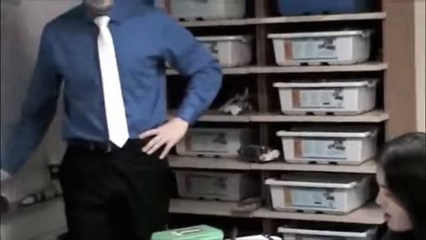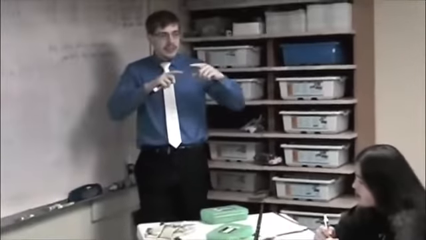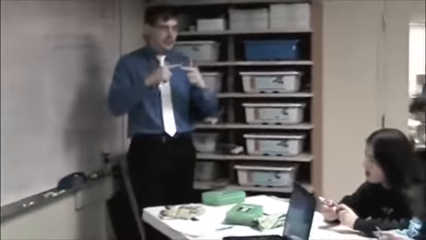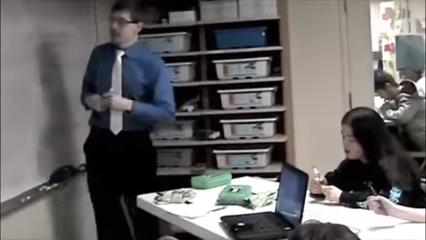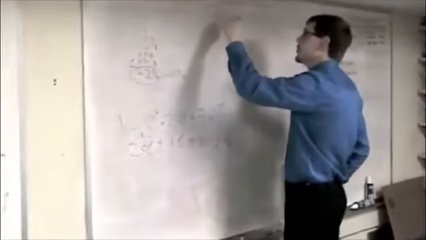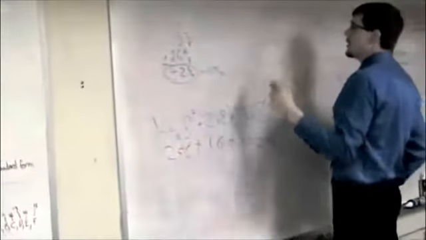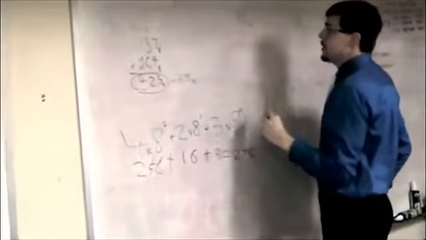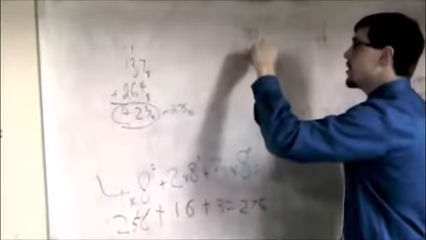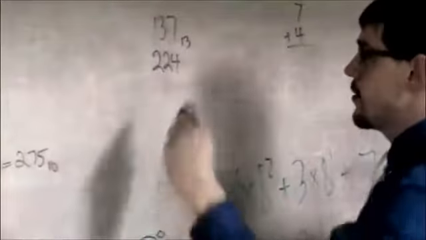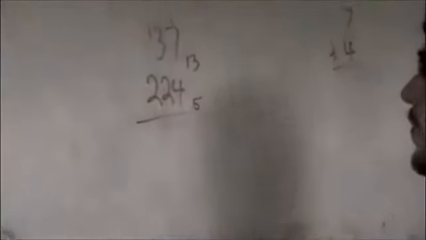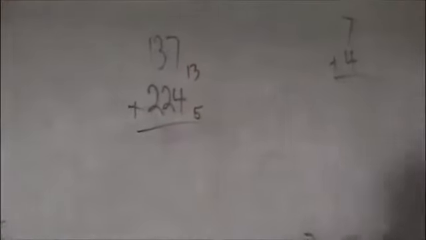It's actually interesting that you would bring that up, because a lot of times when they're adding things in different bases, the first thing that they do is convert to base 10, just because it's convenient and easy to do. So how about we do 137 in base 13 and 224 in base 5. So we convert all of this to base 10? Yep. Let's see it.